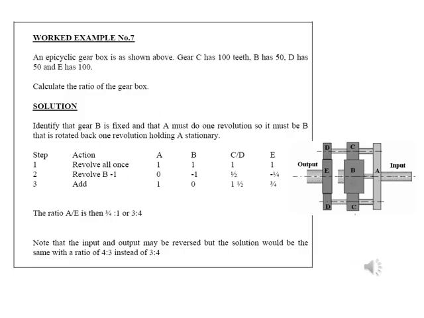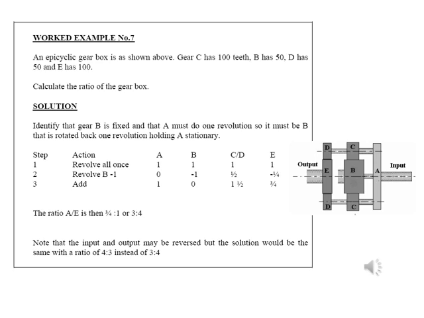Here is a sample problem for case 3, epicyclic gear. An epicyclic gearbox is shown in the figure in this slide. Gear C has 100 teeth, gear B has 50 teeth, D has 50 teeth, and E has 100 teeth. Okay, over here, to calculate the ratio of the gearbox, you must understand that gear B is the sun gear. So all the calculation needs to be related with the sun gear revolving minus 1.